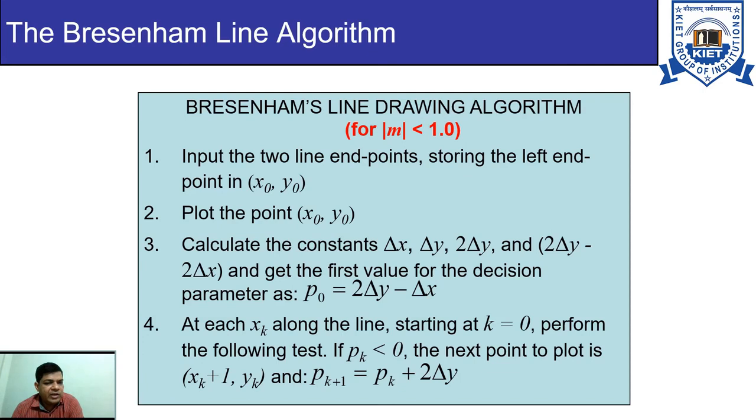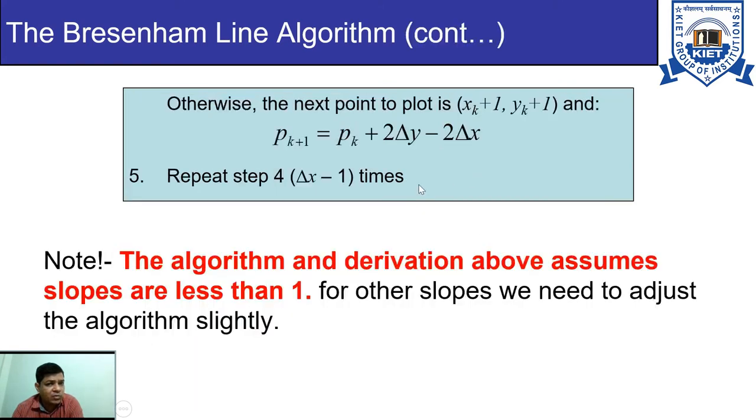Now, whenever you are calculating the value of initial pixel parameter, if the value is coming less than 0, in that case, you are going to activate the pixel at position xk plus 1 comma yk, and the next pixel parameter is given as pk plus 1 is equals to pk plus 2 delta y. While in the other case, you are activating the pixel xk plus 1 comma yk plus 1, and the next pixel parameter is given as pk plus 1 is equals to pk plus 2 delta y minus 2 delta x, and you have to repeat these two steps for delta x minus 1 times.